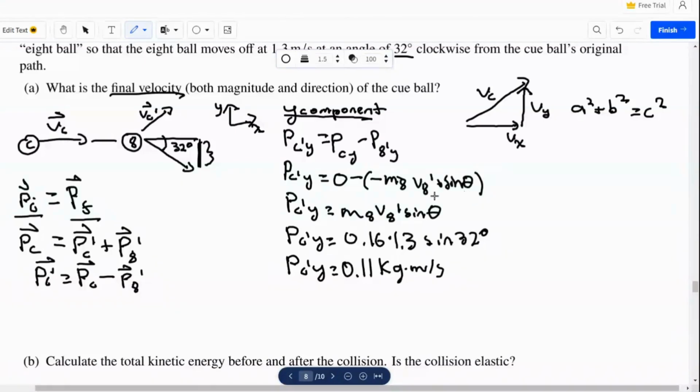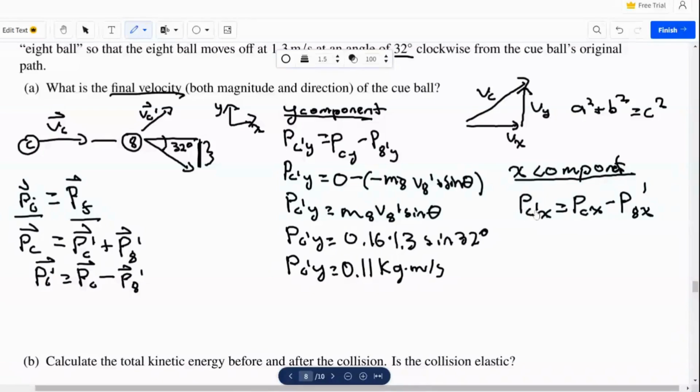Okay, now on to the x component. The x component is a bit more interesting because it actually takes into consideration every single component, unlike the y component, where this pcy was 0. So the x component says that pc prime of x equals pc of x minus p8 prime of x.